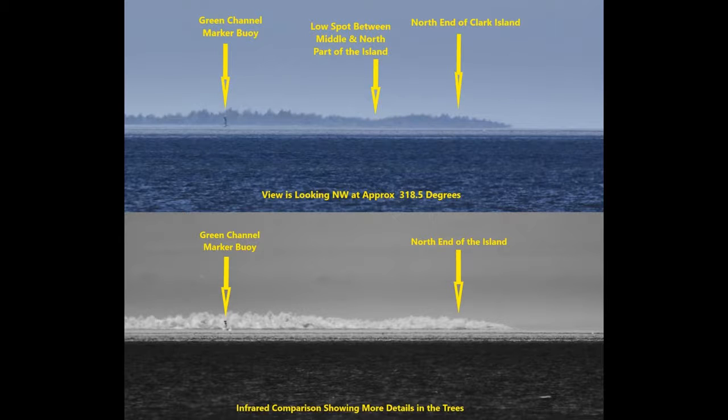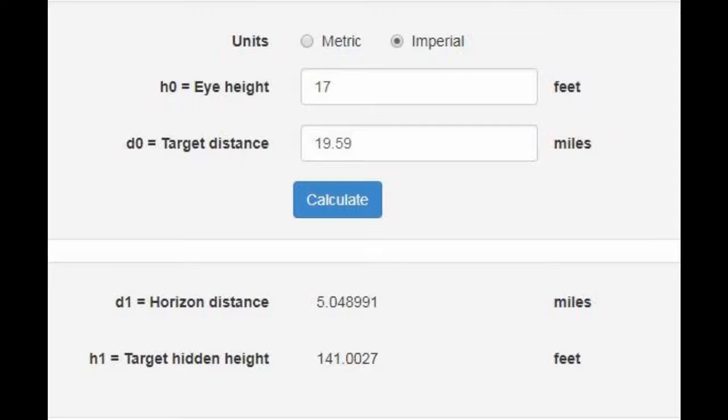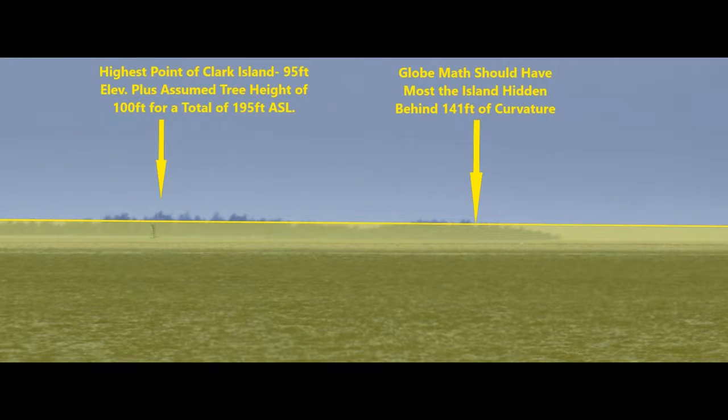Now using an earth curve calculator with an observer height of 17 feet and a target distance of 19.59 miles, we get a hidden target height of 141 feet. Now, as I stated before, the island has a maximum land height of 95 feet per Wikipedia, plus a maximum tree height of approximately 100 feet, and this is being generous for a tree height in the islands. So if we go worst case scenario, the island is approximately 195 feet tall at its highest point.